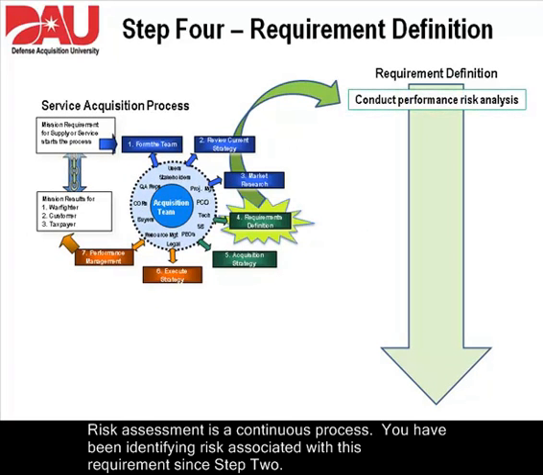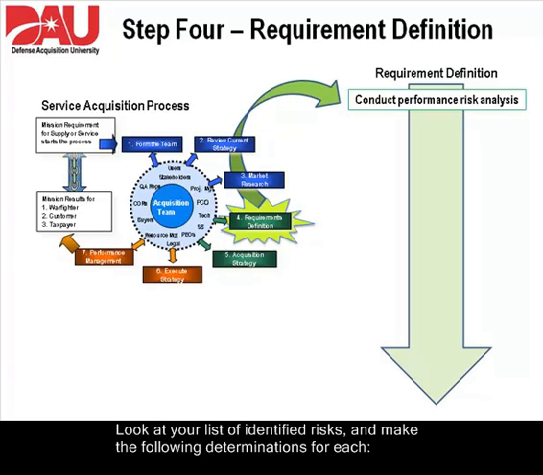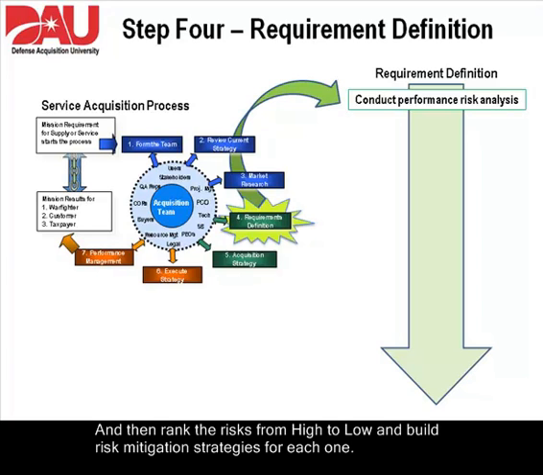Risk assessment is a continuous process. You have been identifying risk associated with this requirement since Step 2. Now it is time to assess those risks and develop a mitigation strategy. Look at your list of identified risks and make the following determination for each. What is the likelihood of the event occurring, and what is the impact if it does happen? And then rank the risks from high to low and build risk mitigation strategies for each one.